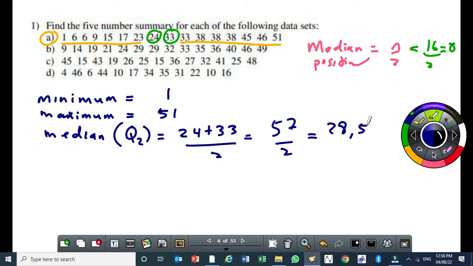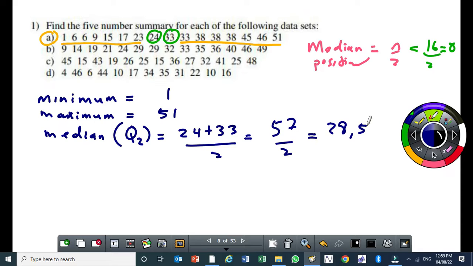Then, if we want to find the lower quartile and the upper quartile, okay? Now, I'm sure you can agree with me that the first half of the data set is going to include 24. Am I right? Yes. And the second half of the data set is going to include the 33. So if I want to find the lower quartile, I just have to find the median of the first half of the data set.